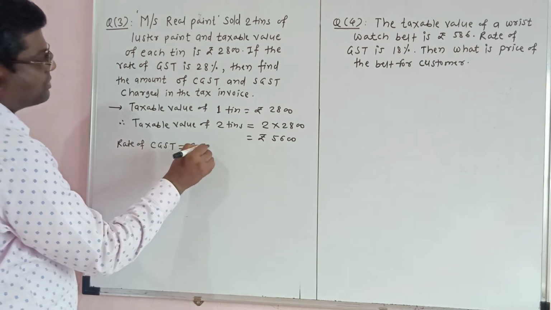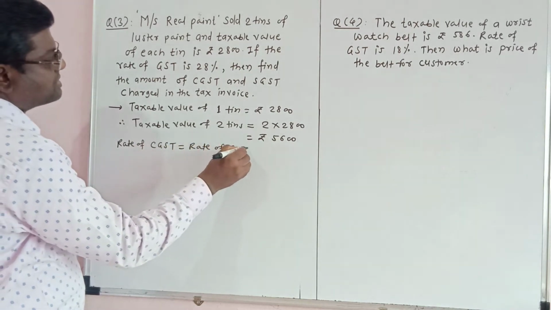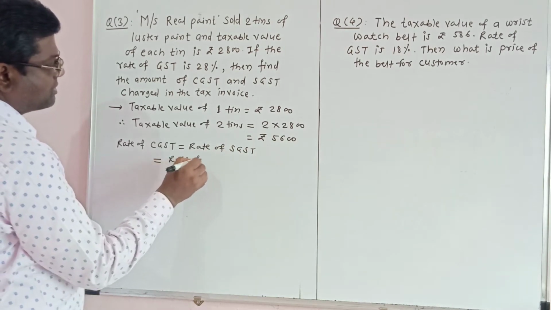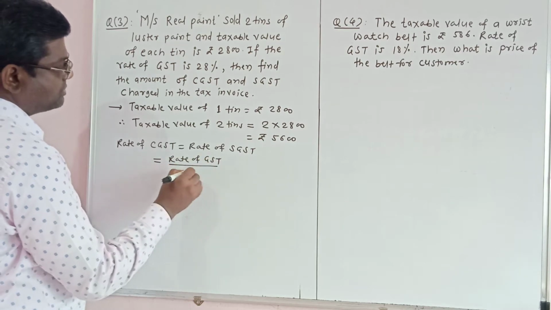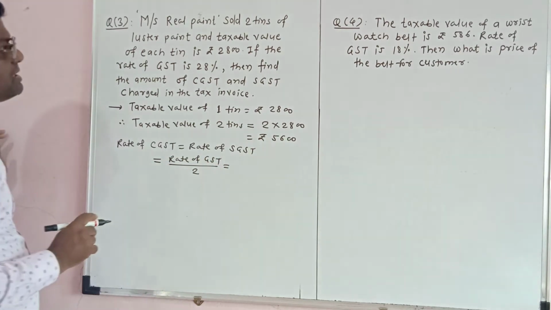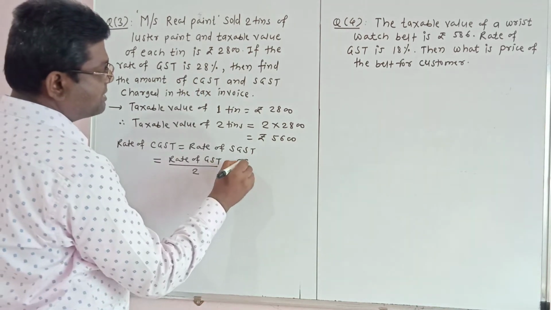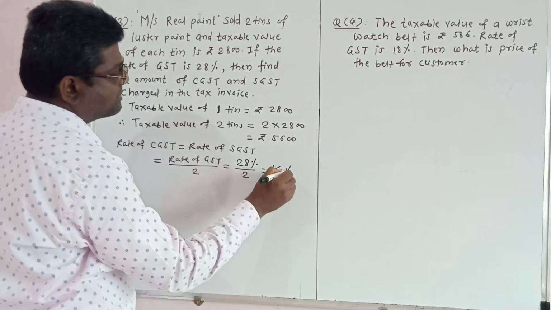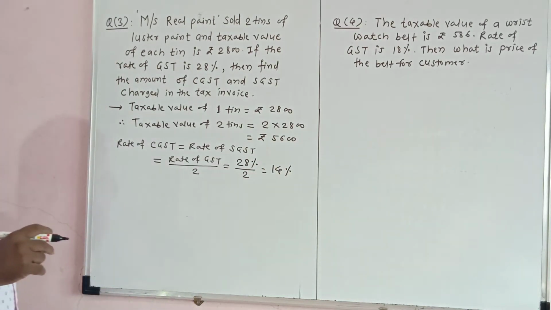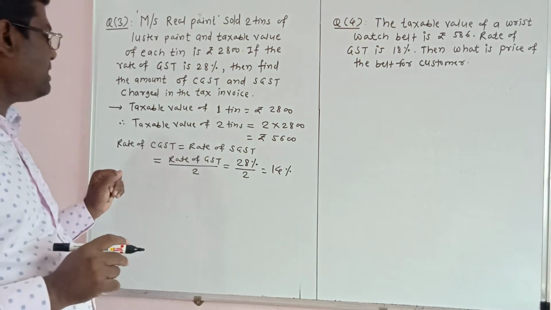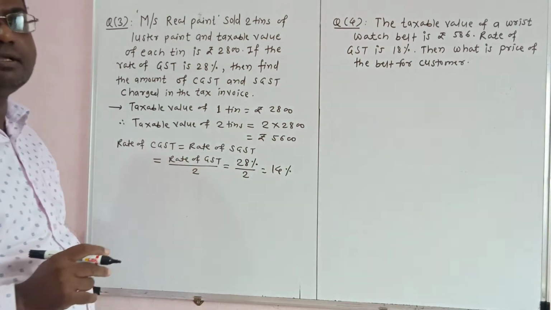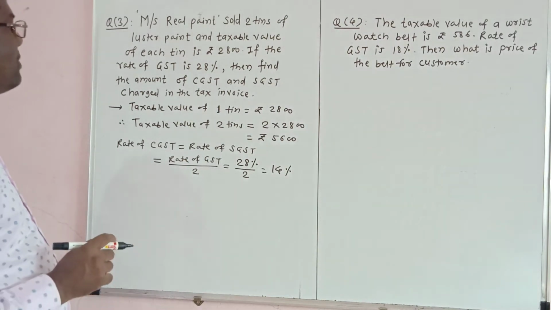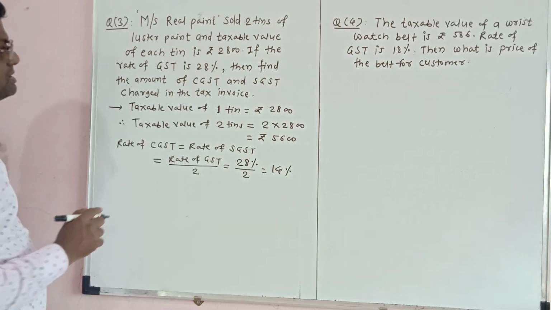Now rate of CGST is equal to rate of SGST is equal to rate of GST upon 2, and here rate of GST is given 28%. So 28% upon 2 is equal to 14%. So rate of GST is equal to 28%, and now rate of CGST and rate of SGST is equal to 14%. Now we have to find the amount of CGST.